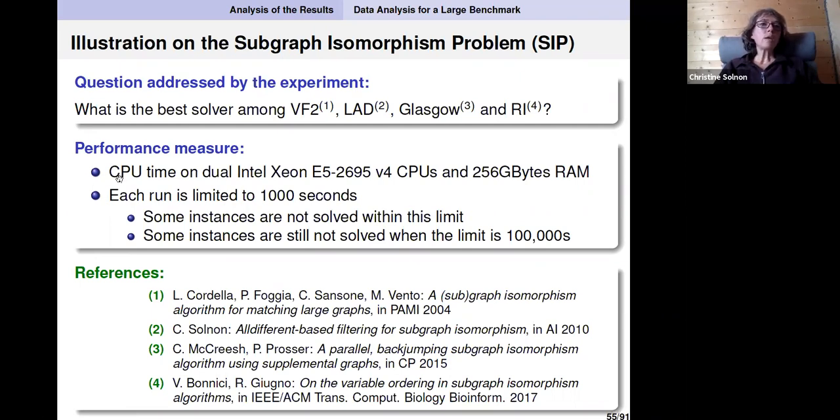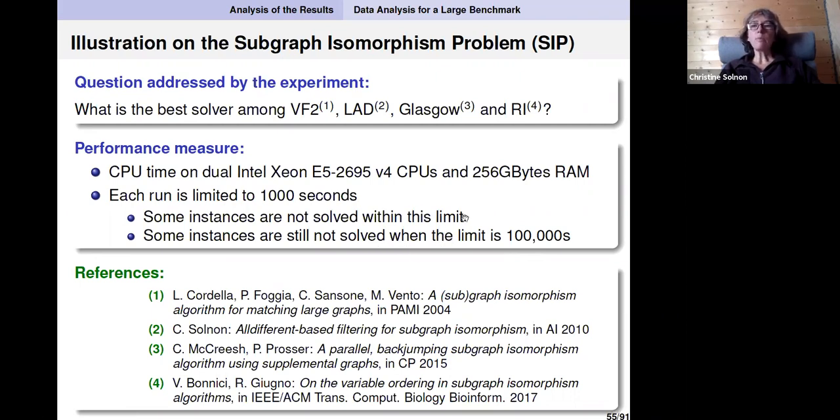So my performance measure is the duration, and to measure the duration, I must consider the CPU time because I have very different solvers. So I cannot count the number of search nodes or the number of iterations. I must limit the time of each run, because this is an NP-complete problem. And for example, we have made experiments with a limit equal to 100,000 seconds. And even with this time limit, some instances are still not solved.